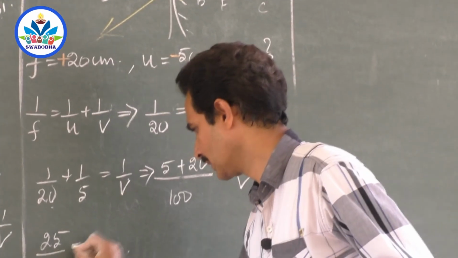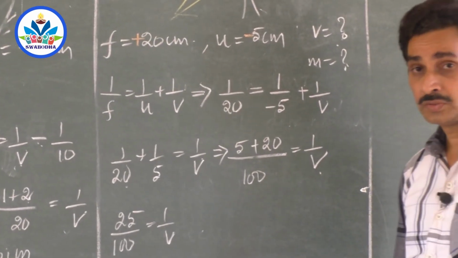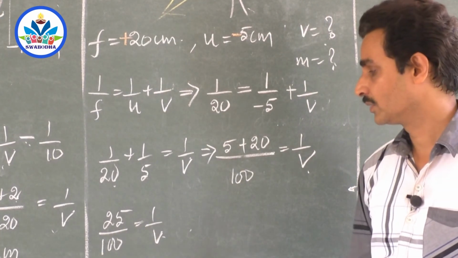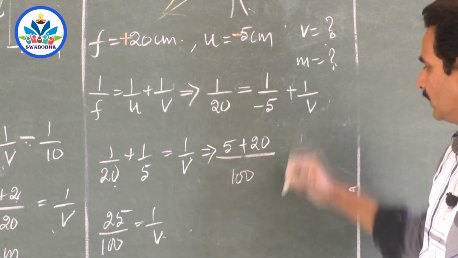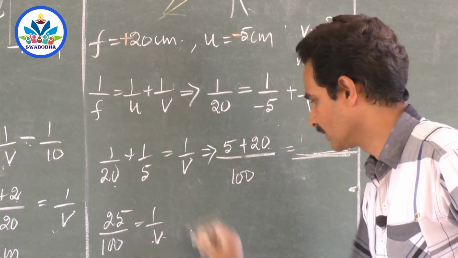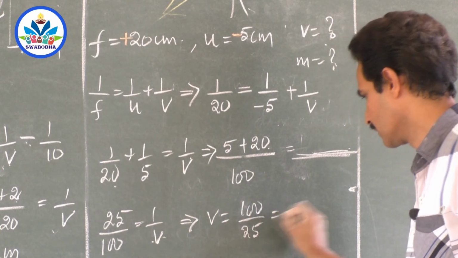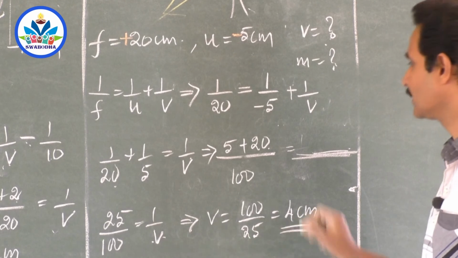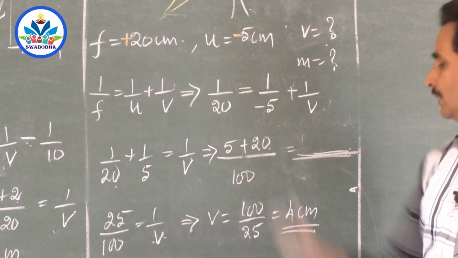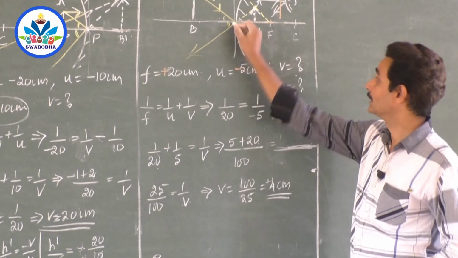See the method of solving. I always write 1 by V. I don't leave it at all, because I don't want to get carried away towards a wrong answer. If you don't write 1 by V, there is a chance that I will write this itself as the answer. That is not the answer, that is 1 by V. What is V? V is equal to 100 by 25, that is 4 centimeters. Now, is this within the focus? Even inside the convex mirror it is formed within the focus. Yes, definitely. And the image is formed plus, which is within the mirror.